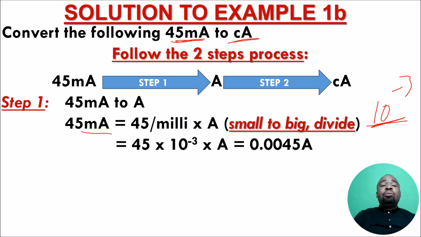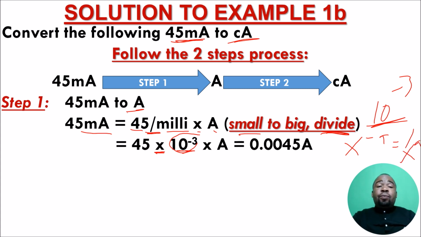So from milliamps to amps, we are saying it's small to big. When we're moving from small to big, we agreed that we divide. So it will be 45 divided by milli by an amp. Now we should be very careful. When we multiply by a negative power, we are actually dividing. So the moment I change the division sign and replace it with a multiplication sign, I should multiply by a negative power. Because x to the power negative a is 1 over x to the power a. 45 by 10 to the power negative 3 is the same as 45 divided by 10 to the power 3. And we're going to get 0.045 amps.